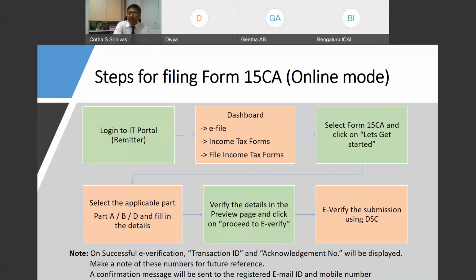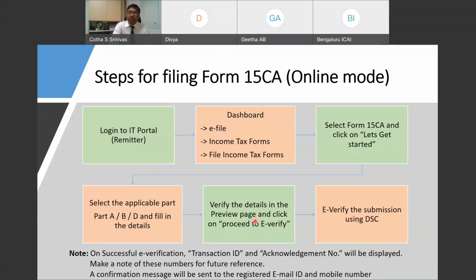So either of these parts we have to select and fill in all the details. Verify the details in the preview page and click on proceed to e-verify. So there are various forms of e-verification for the remitter. E-verify the submission using DSC. It's not compulsory that DSC has to be used.